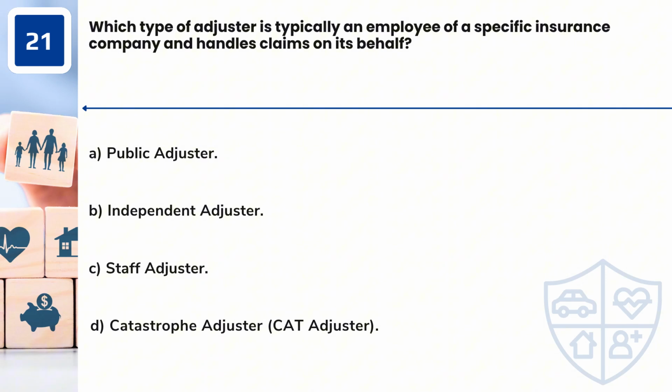Question 21. Which type of adjuster is typically an employee of a specific insurance company and handles claims on its behalf? A. Public adjuster. B. Independent adjuster. C. Staff adjuster. D. Catastrophe adjuster, CAT adjuster.